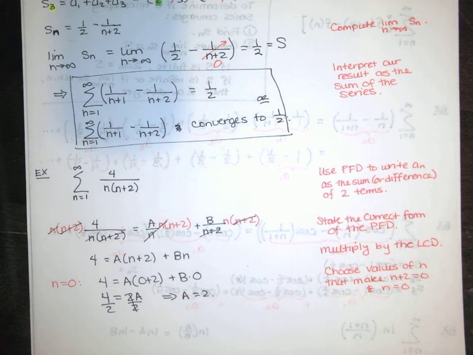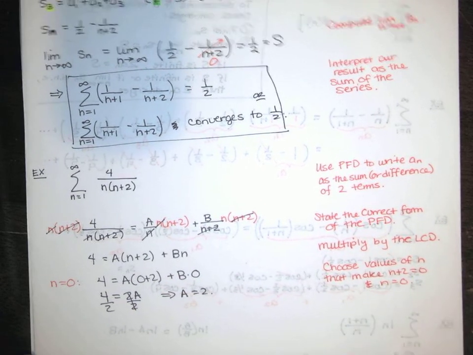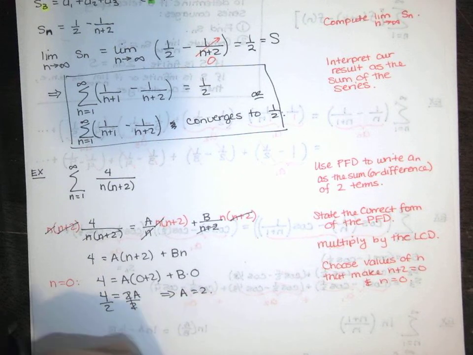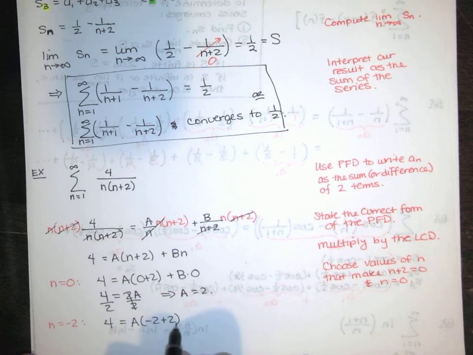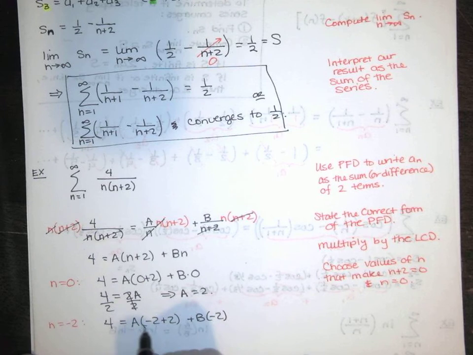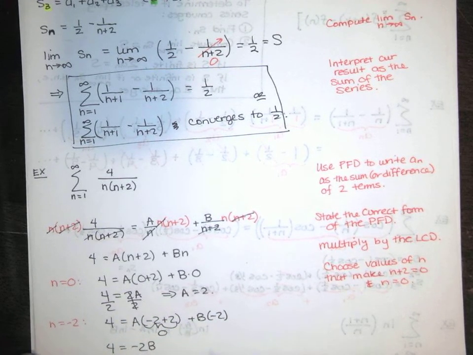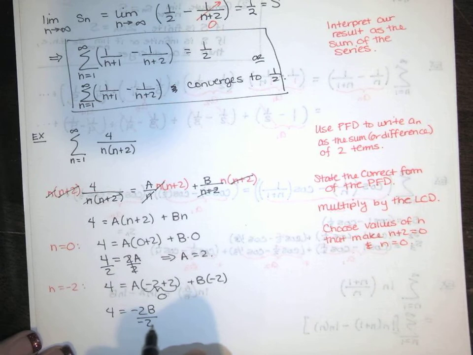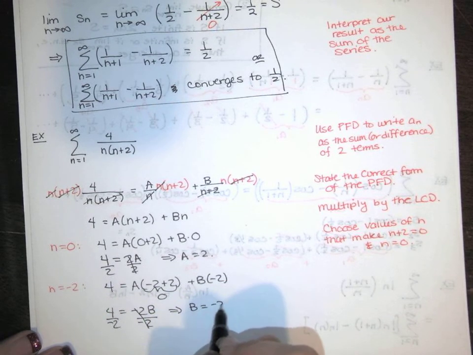Okay, cool. Now, n plus 2 is 0 when n is equal to negative 2. That's what would make this disappear. So I have 4 equals a times negative 2 plus 2 plus b times negative 2. That's 0 by design. So we have 4 equals negative 2b. Divide by negative 2 on both sides to get b by itself. So b equals negative 2.